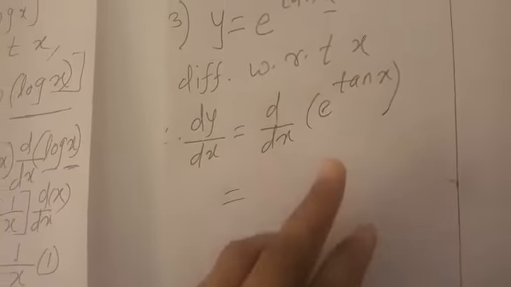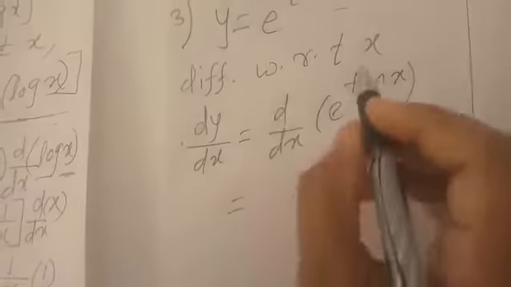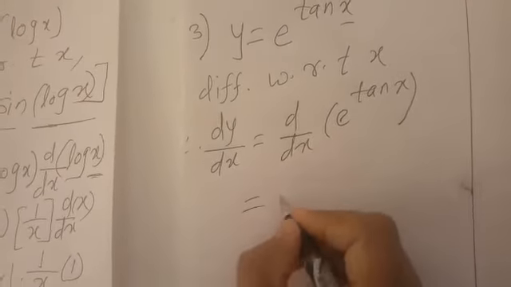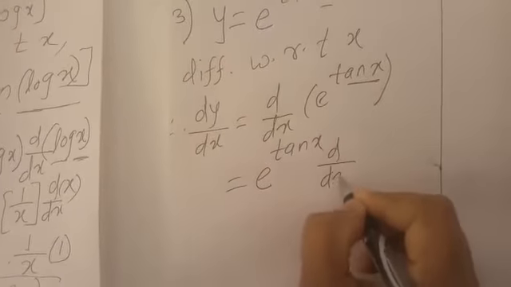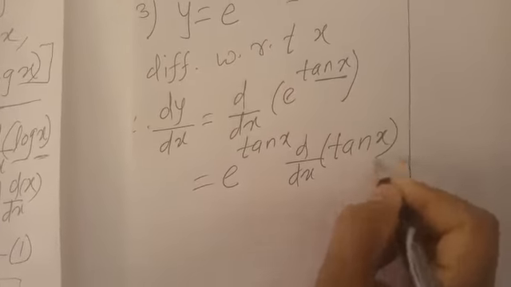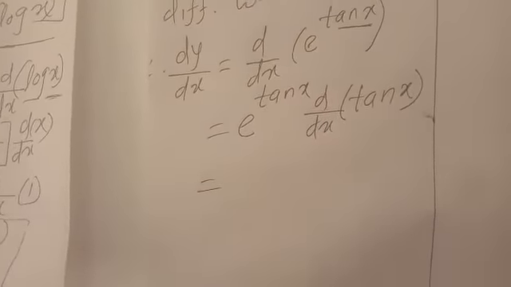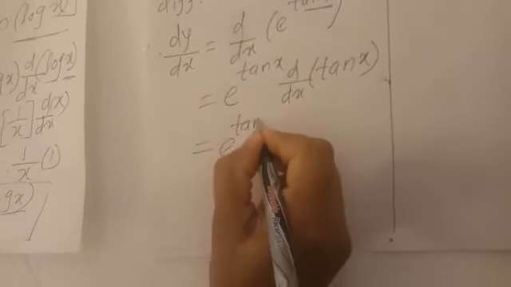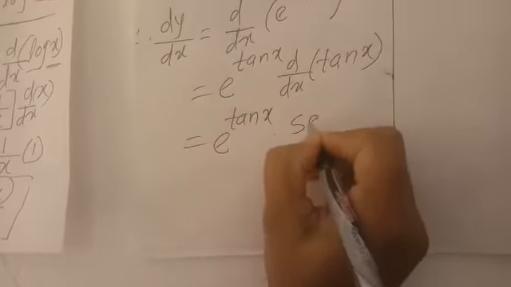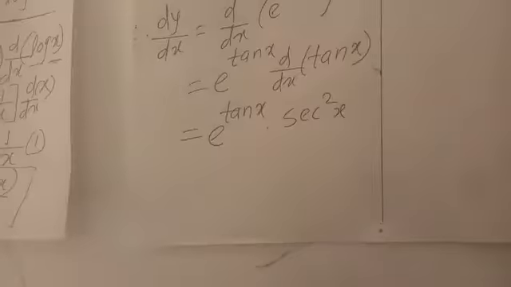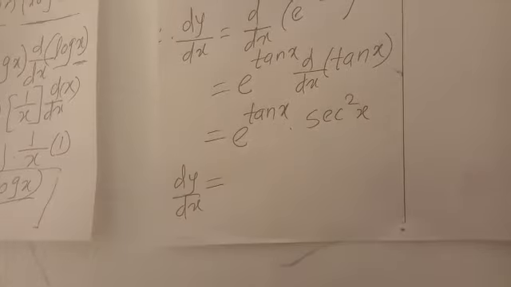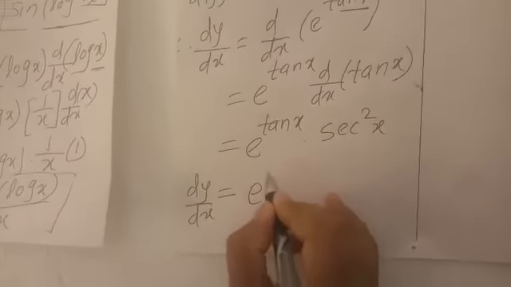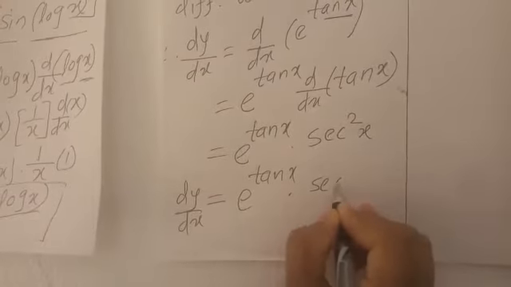But we know that derivative of e raised to x is equal to e raised to x. Here we can write derivative of e raised to tan x, e raised to tan x, and now we have to take the derivative of tan x. But the derivative of tan x is sec square x, and therefore e raised to tan x as it is, and derivative of tan x is equal to sec square x. And therefore we got the answer of the given function y is equal to e raised to tan x. dy by dx is equal to e raised to tan x into sec square x.